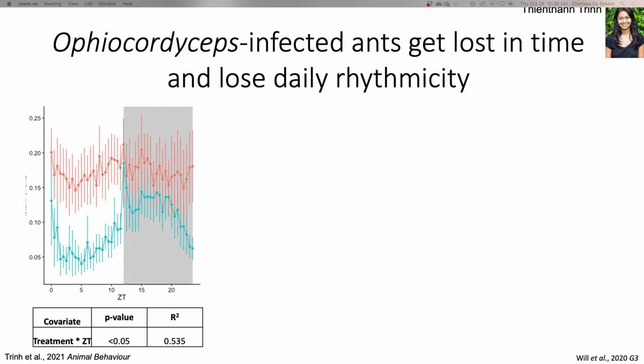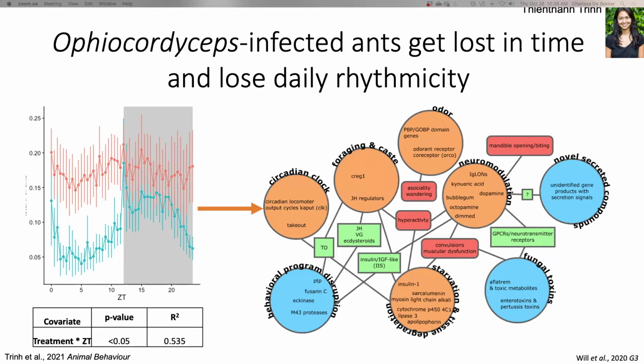So we think there's a loss of rhythmicity there, and that might be related to some of the things that we found in our transcriptomics study, where circadian clock related genes actually stood out as being differentially expressed during manipulations versus control. So that's on the ant side of things.